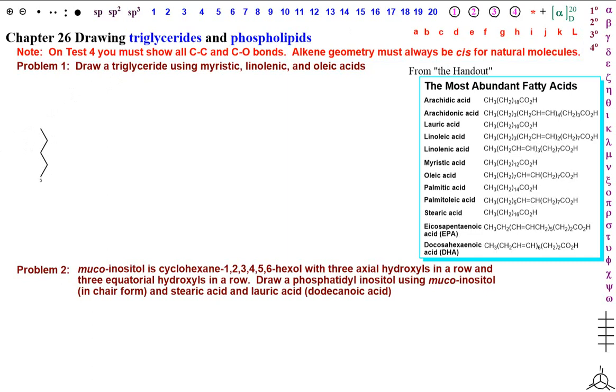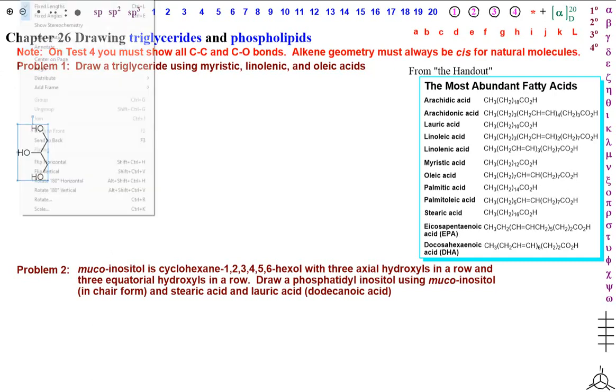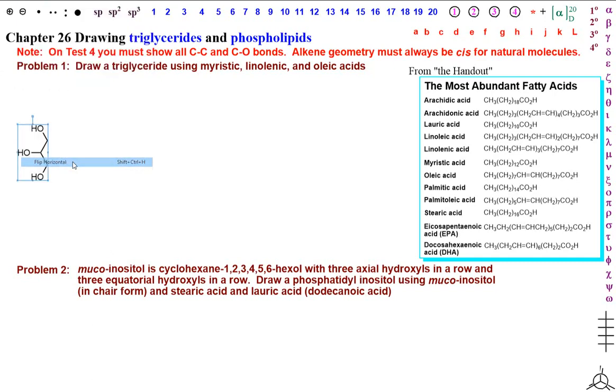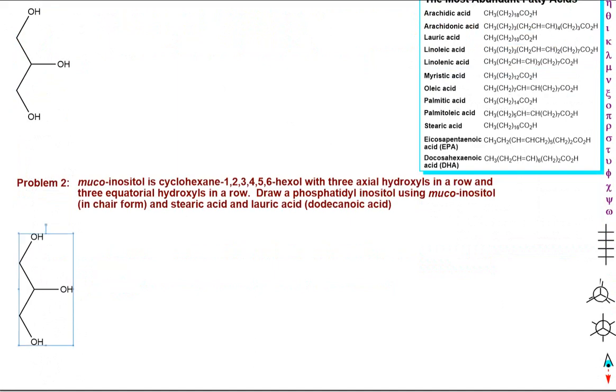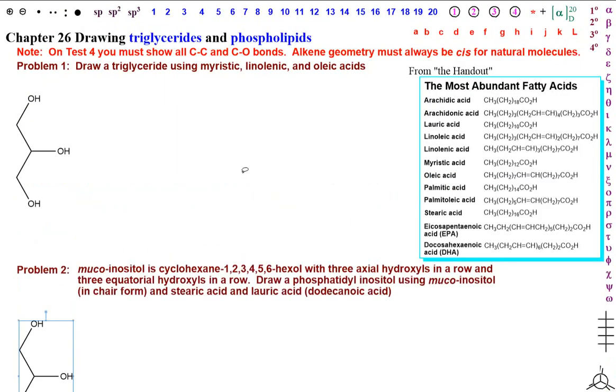We've got OHs on carbons 1 and 3. One, two, three, propane triol. I'm going to make it nice and big so we have a lot of room to draw our fatty acids. Similarly down here, phospholipids have the same glycerol backbone. We're going to convert every OH into an ester.